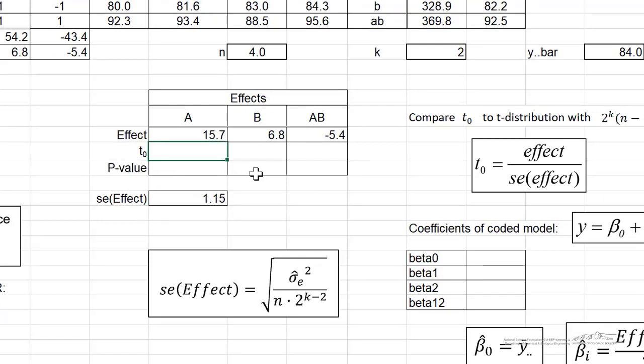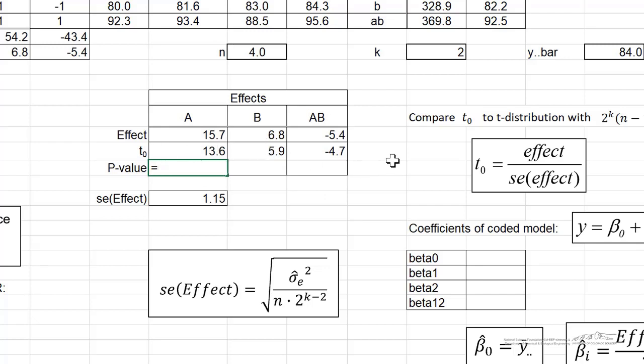And now let's go up here and calculate our test statistics. That's just the effect that's in the cell above, divided by the standard error of the effect. And we get a test statistic for the effect of A of 13.6. We can copy this over, and you see that all of those test statistics are pretty large. But let's calculate a p-value to determine how rare it is to get those t-values, those test statistics.